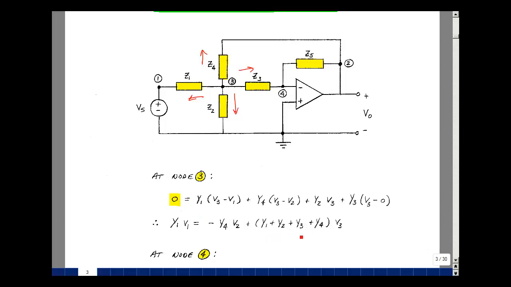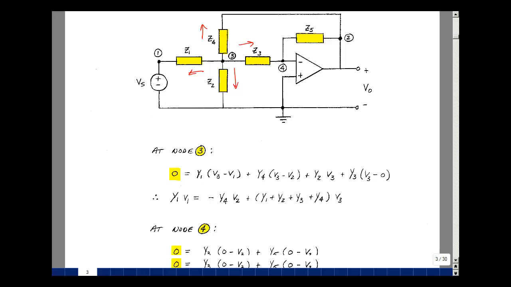Here's 1, 2, 3, and 4. I'm just putting them in order by subscript. First equation, 2 unknowns. Second equation, I'm going to do the same thing. Let the current leave the node. Just change the color here.